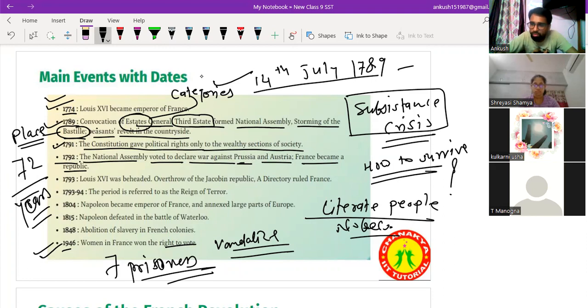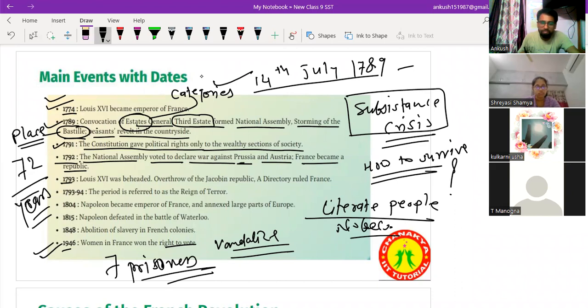Republic in the sense what? Where the people start to rule. That country is known as a republic country, as our India. Our country is also a republic country where indirectly the government works on behalf of the citizen. Means indirectly the decisions are taken by the citizen. Government is only a medium. Okay, that is called a republic.